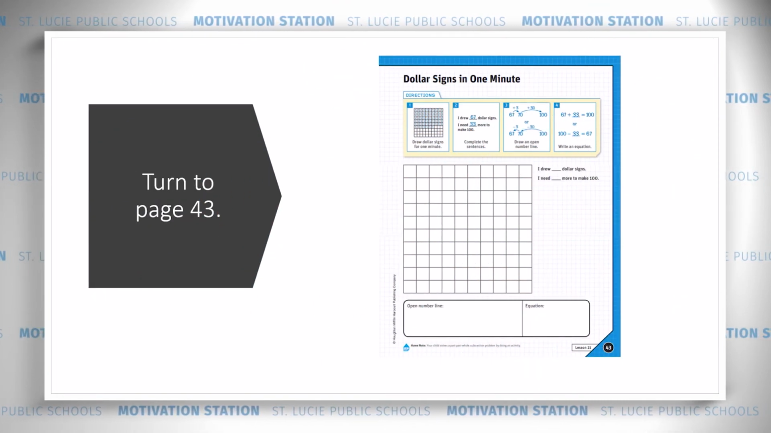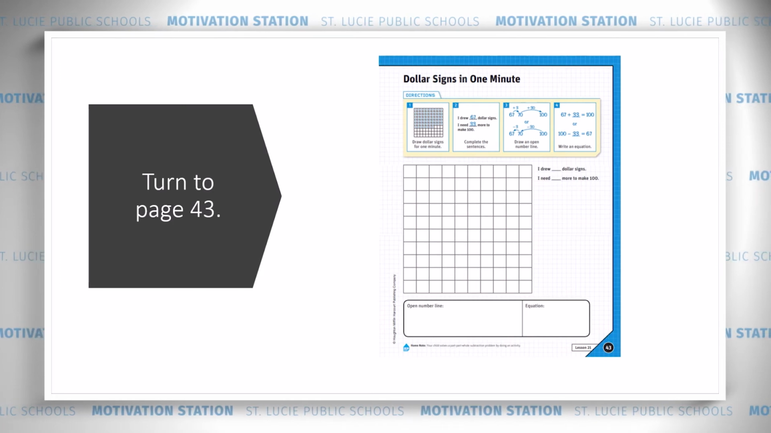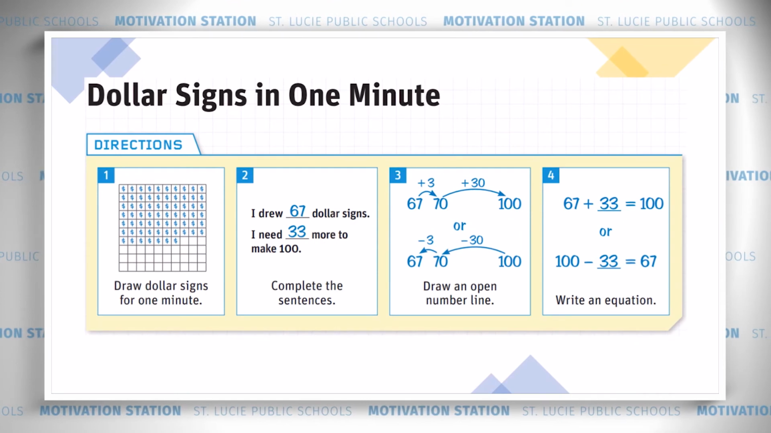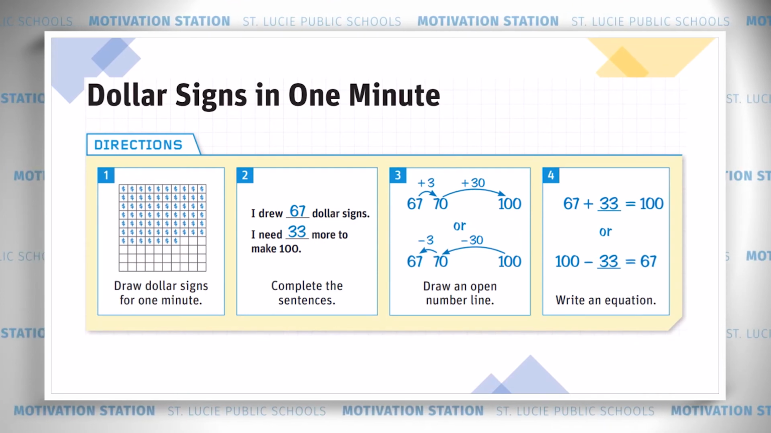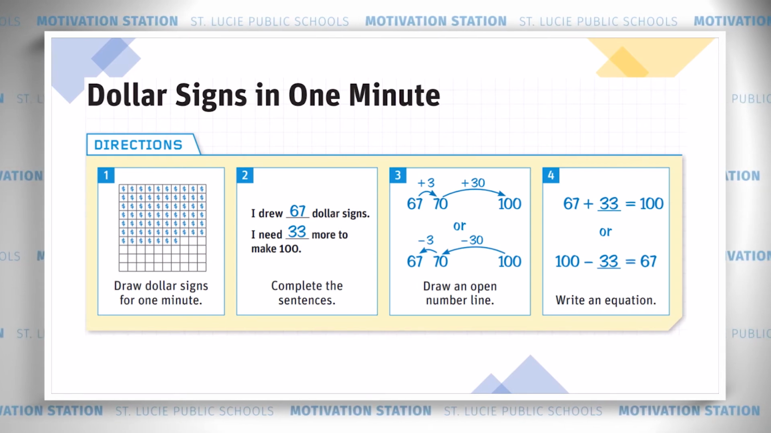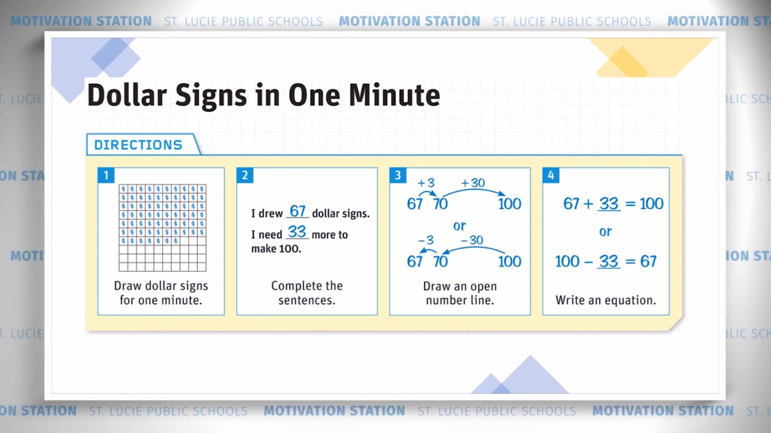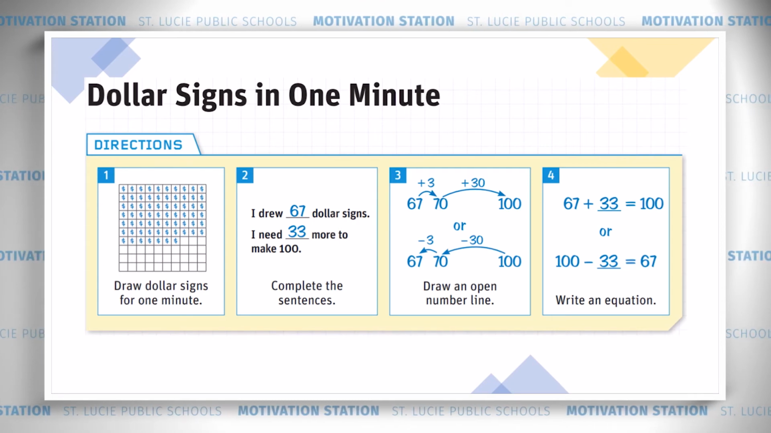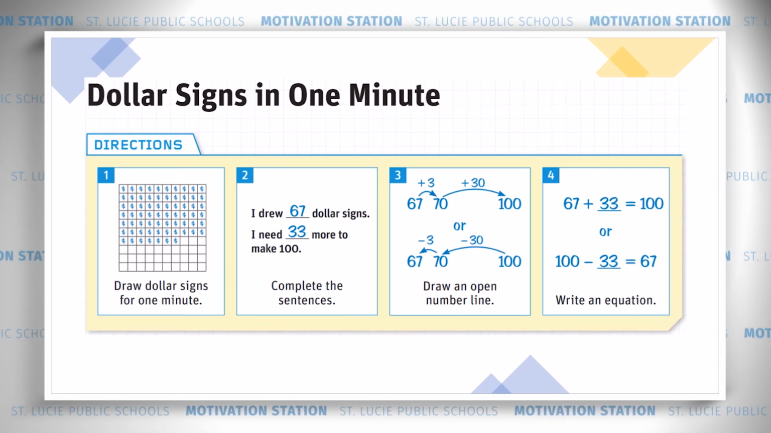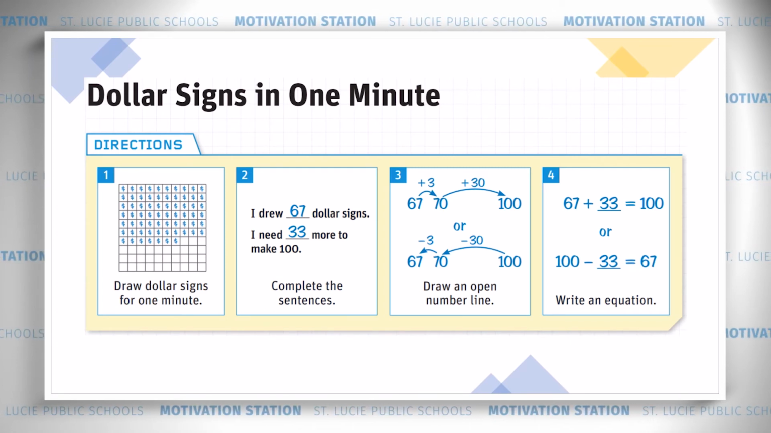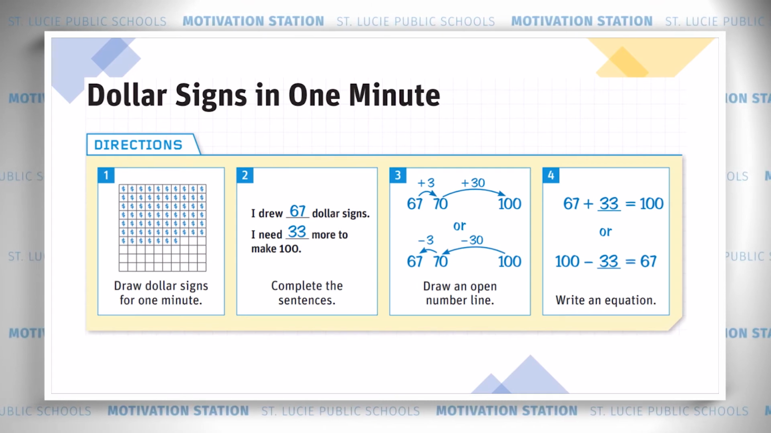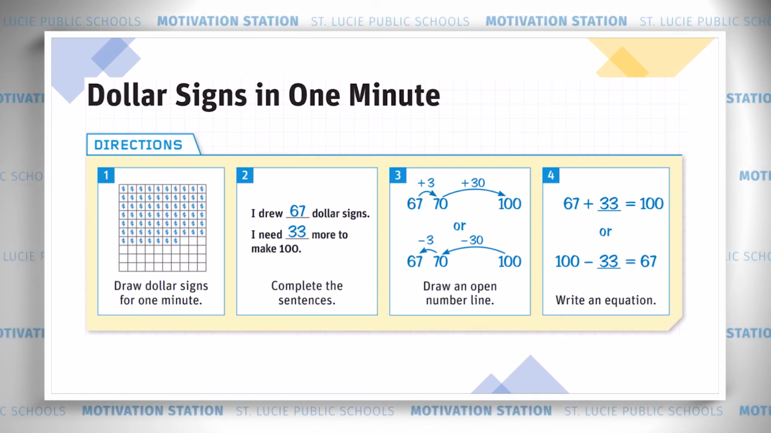On page 43, you are going to be drawing as many dollar signs as you can in 1 minute. The directions on this page say, 1. Draw dollar signs for 1 minute. We are going to help you with this in just a moment. We'll have a timer so that you can fill in your grids with dollar signs, as many as you can in 1 minute. Then you're going to fill in the sentences. In the example, they drew 67 dollar signs, so they filled in 67. Then they filled in 33 for how many more they need to make.